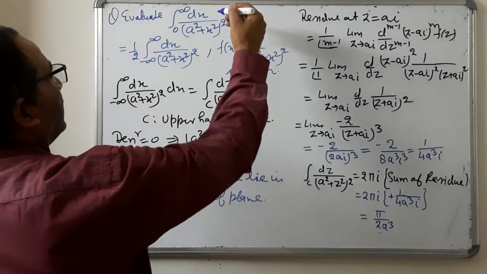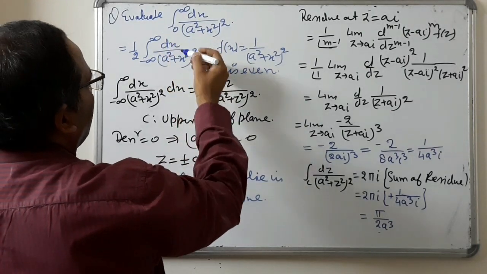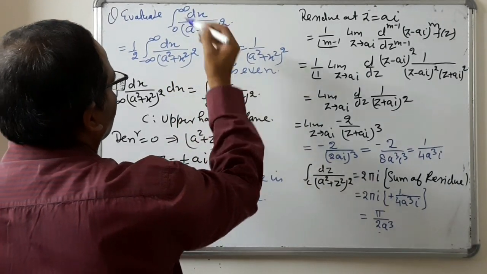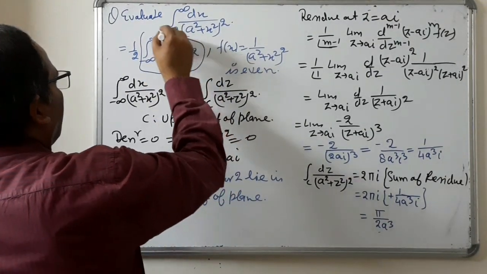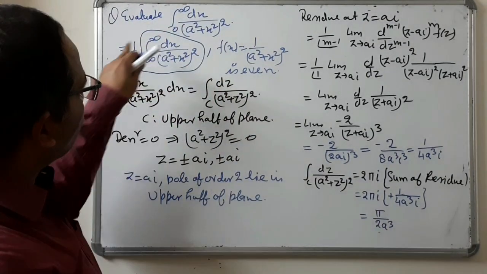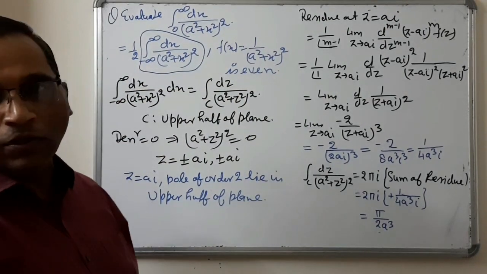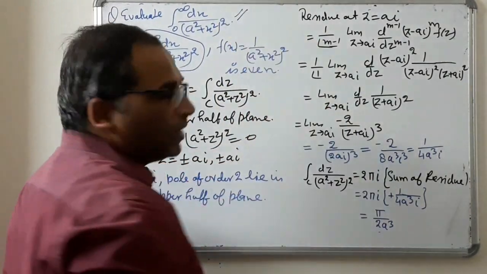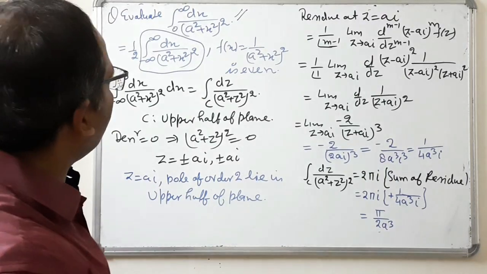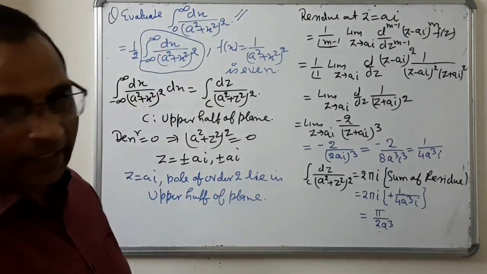So we can write that this integration will be equal to 1 upon 2 times the integral from minus infinity to infinity of dx upon (a square plus x square) whole square, because if we just open this integration, we get 2 times this one. And the 2s cancel out, we get the integral from 0 to infinity of dx upon (a square plus x square) whole square. Whenever this type of question is given, the function will always be an even function. That's why we can always write 1 upon 2 times the integral from minus infinity to infinity of f(x) dx, right?